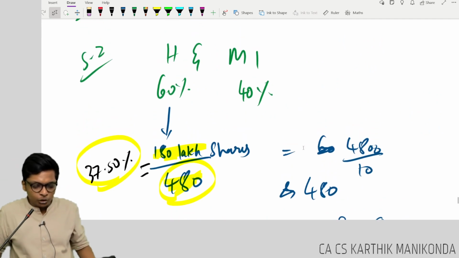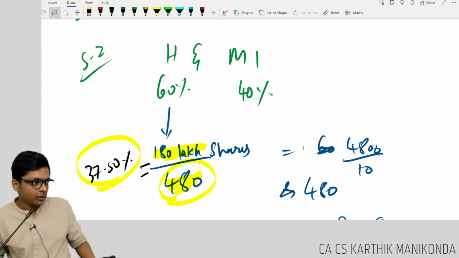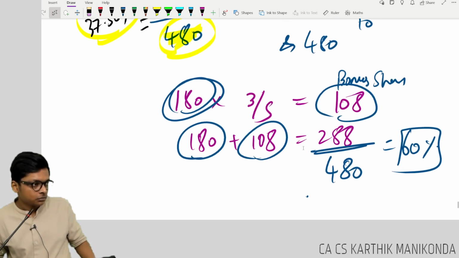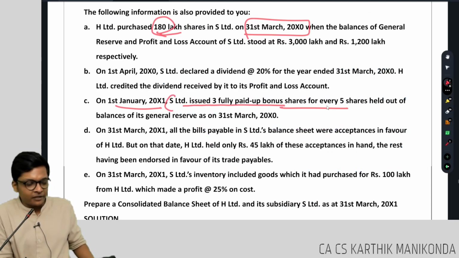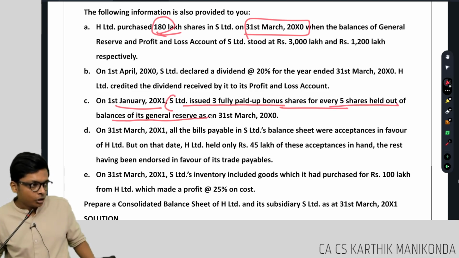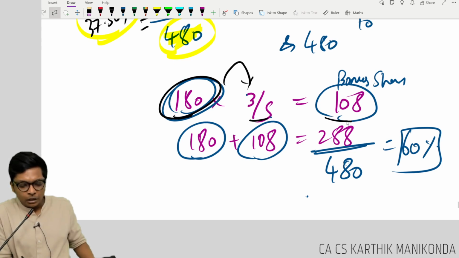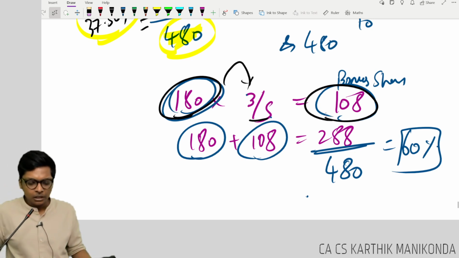Following, guys, step number 2, the only sum where step number 2 had some working that you had to do. Which reason? Why 180 into 3 by 5? ST Limited issued 3 fully paid up shares for every 5 shares held out of the balance on general reserve. So bonus ratio is 3 shares for every 5 shares. I have 180 lakhs. So into 3 by 5, 108 is the bonus shares. Got it? Is that your doubt? Clear? Okay, fine. Proceeding, guys.